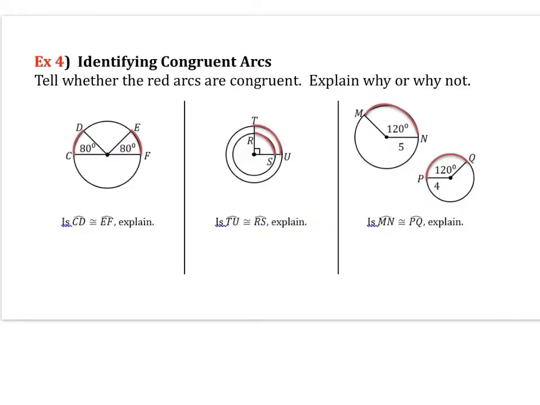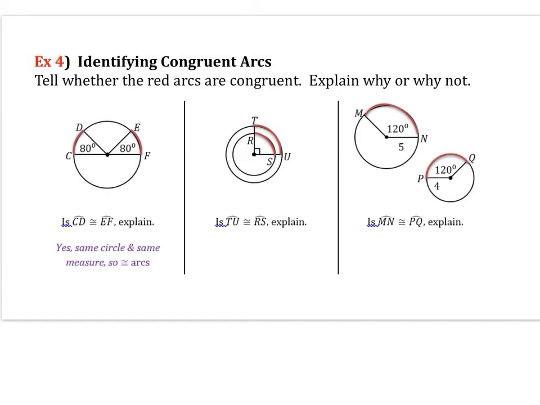All right, for identifying congruent arcs, let's tell whether these red arcs are congruent, explain why or why not. So in our first example, is arc CD congruent to arc EF, and explain? Well, we can see that the two central angles are congruent. And we know that the arc measure of the central angle that it intercepts has the same measure. So if both these central angles of the same circle are congruent, then the arcs must be congruent. So yes.